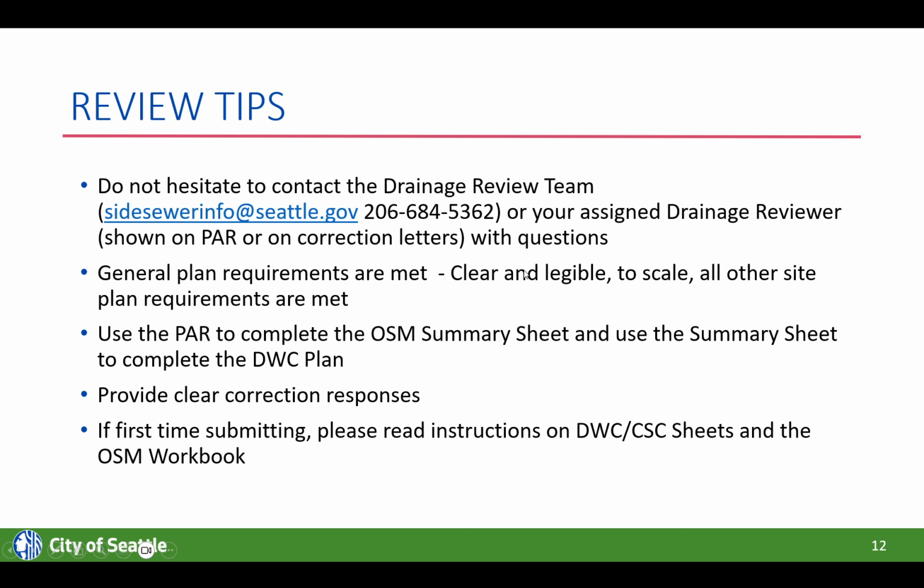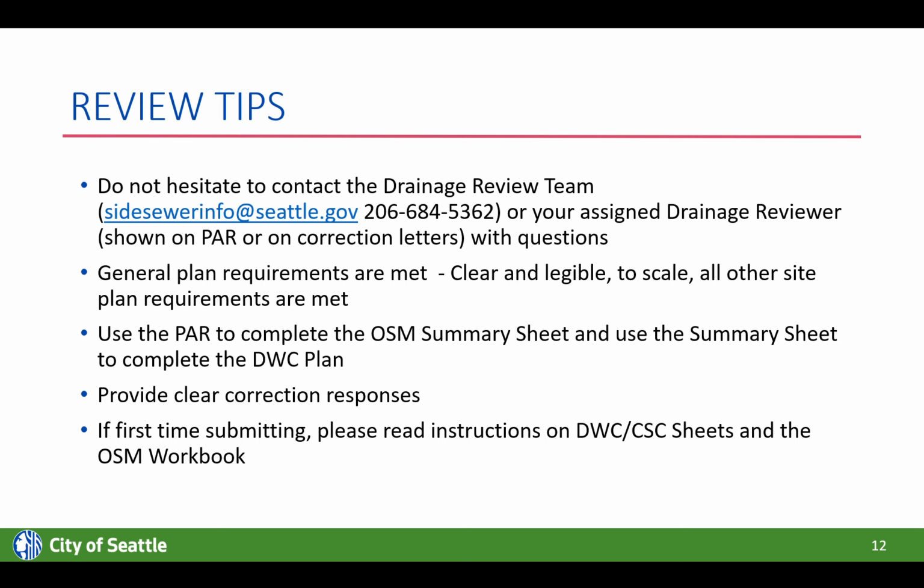A few review tips. Again, don't hesitate to contact the drainage review team at sidesewerinfo@seattle.gov or 206-684-5362, or your assigned drainage reviewer, who may be shown on the preliminary assessment report or on correction letters that you have with questions. We're here to help. Make sure that the general site plan requirements are met, clear and legible to scale. All of the site plan requirements are met, such as north arrow, labeling streets, etc.